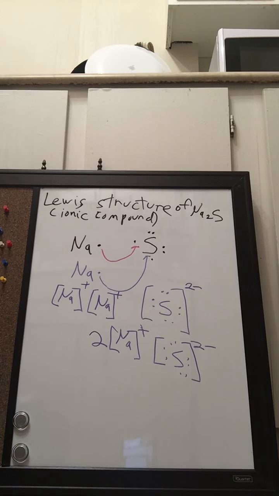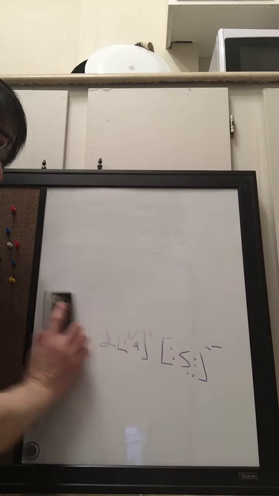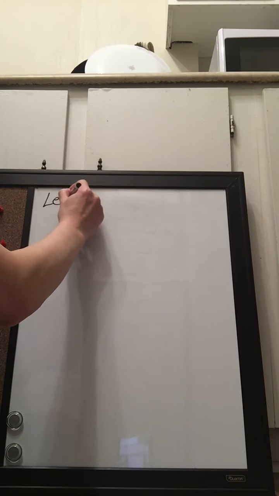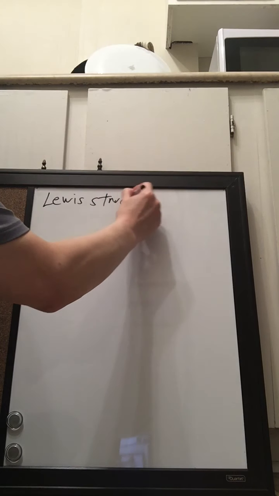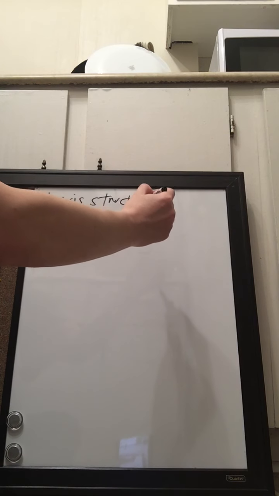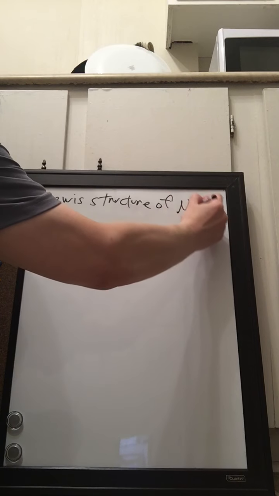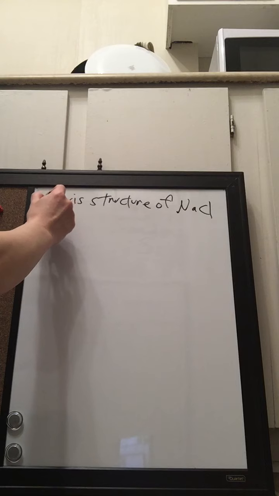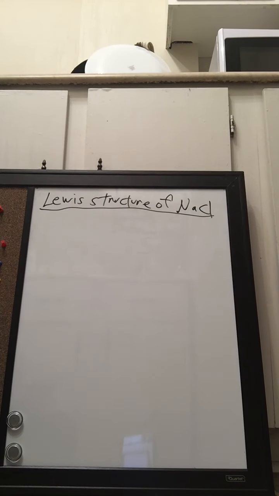Now, we want to do another example. So our next example, we want to draw the Lewis structure of NaCl, which is table salt, sodium chloride.